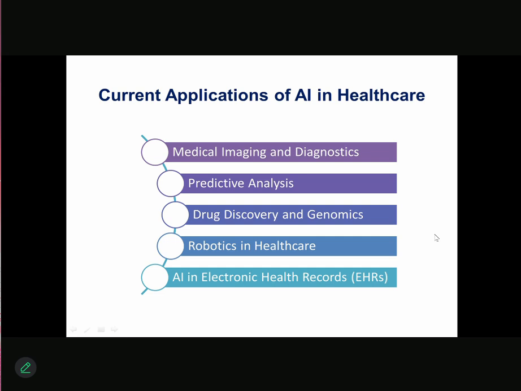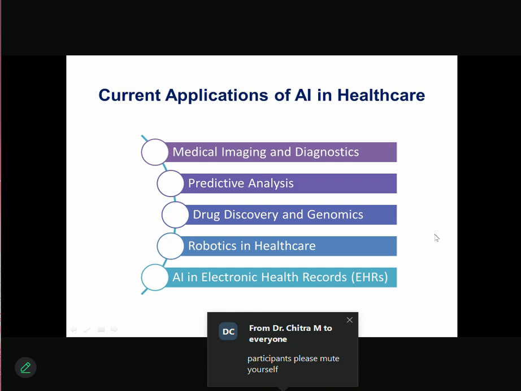So let's go through each and every domain where we use these models, which can be used for various purposes. The first one is medical imaging and diagnosis. The second is the predictive analysis of various diseases. Then you can discover drugs with AI.